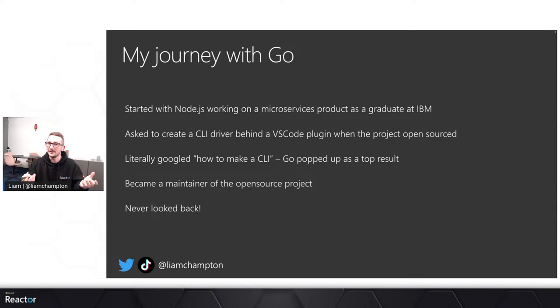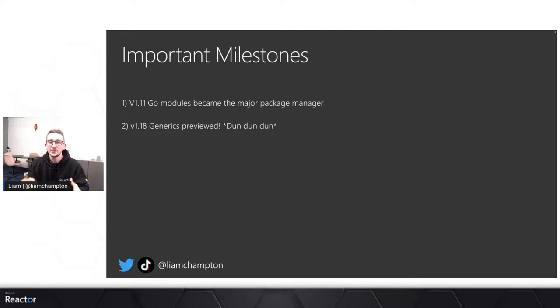So what are some of the important milestones in the language history? So I mentioned, you know, in 2018, 19-ish, it was version 1.9. Okay, so a couple of iterations later, in 1.11, Go modules became the major package manager. We're going to talk about package management next because it's a really important part of understanding where Go came from. And then the second milestone is version 1.18, generics previewed. Generics came into Go at 1.18, and that was earlier this year, late last year. I can't remember where we are now. We're in October. It was around this time, about a year ago.